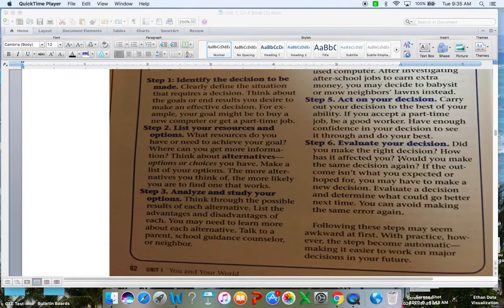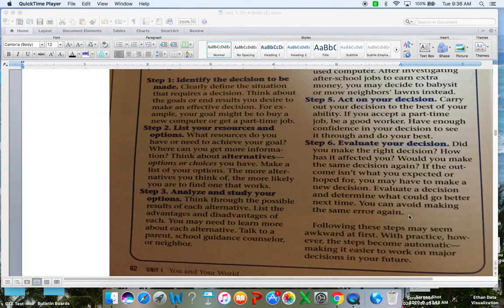So that's step 5. Step 6 is to evaluate your decision. So keyword is evaluate. Did you make the right decision? This is what you should be asking yourself. Did I make the right decision? How has it affected me? Would I make the same decision again? If the outcome isn't what you expect or hoped for, you may have to make a new decision. Evaluate a decision and determine what could go better next time. You can avoid making the same error again.